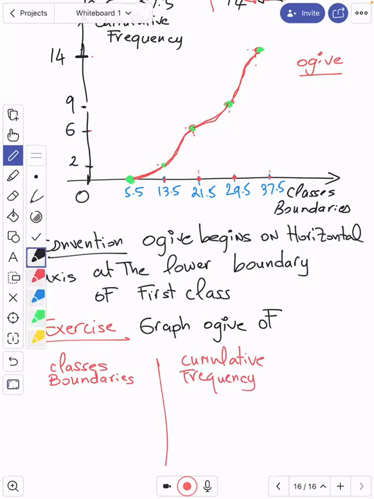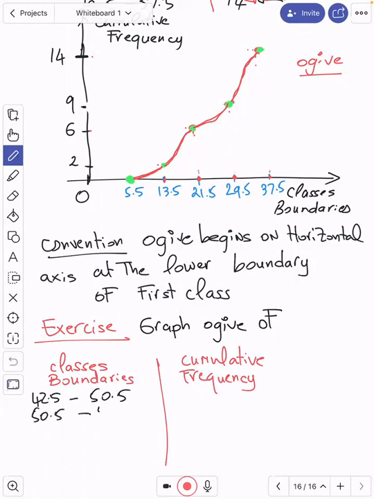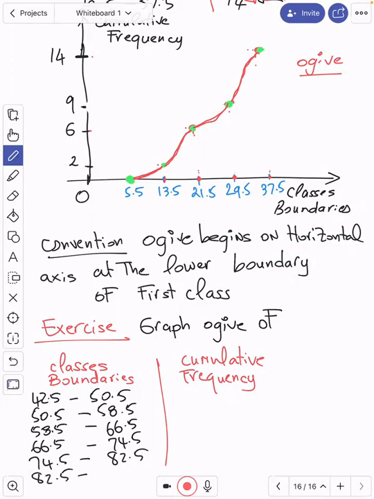So we had 42.5, 50.5, 58.5, and then 66.5. And then here, this would be 74.5, then 82.5, and this is 90.5.